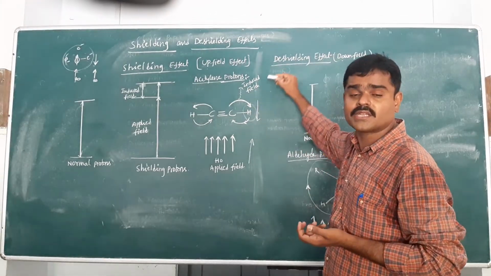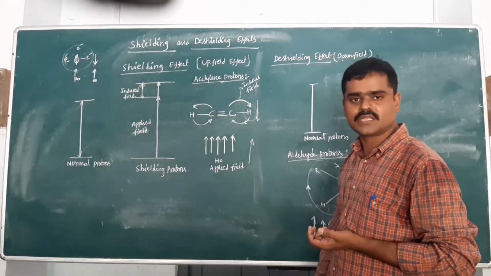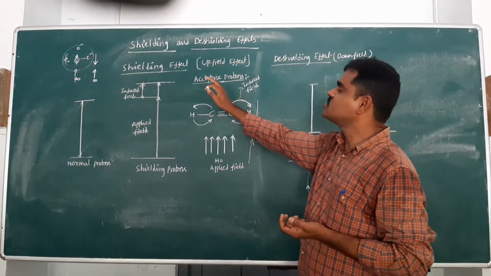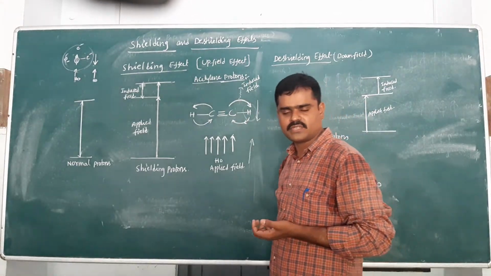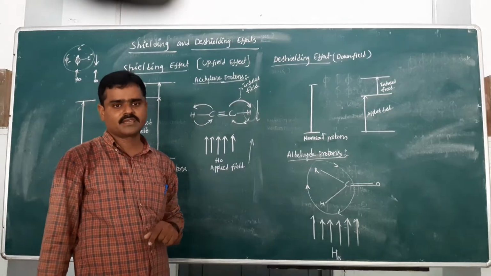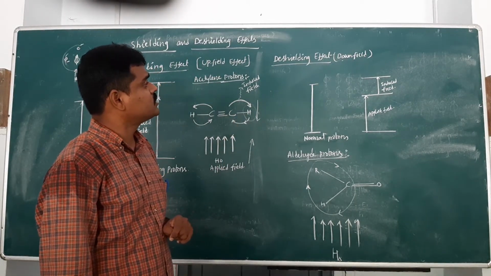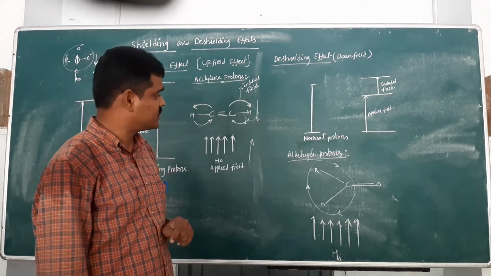To continue the resonance in the NMR, you have to increase the external magnetic field to get the resonance. So this is the shielding effect. The second effect is the deshielding effect, which is also known as the downfield effect.